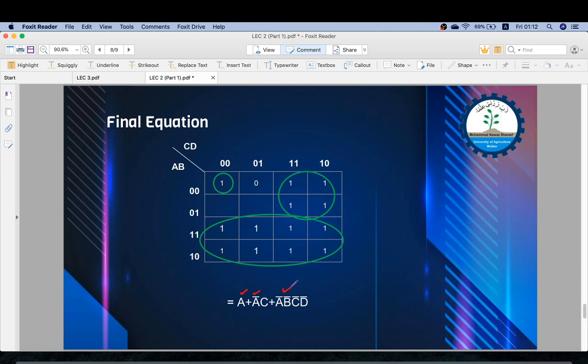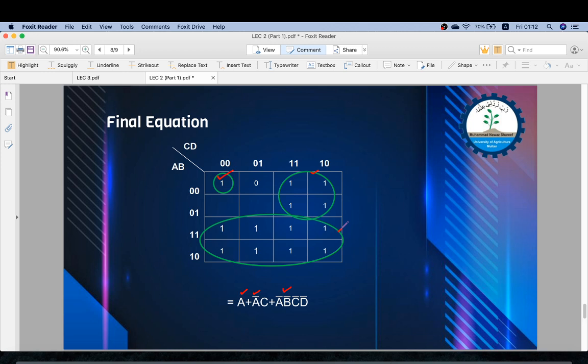So in this lecture we did this example. From this example we covered the rules. The first rule was groups may not contain 0, so we take only the 1s. The second rule was we can group 1, 2, 4 or n number of cells. So we take 1 also, we take 4 also, we take 8 also. What was the third? Each group should be as large as possible. So the biggest group in this example was 8 cells.